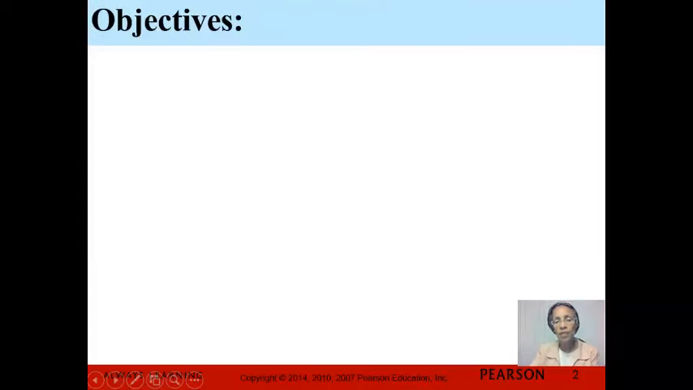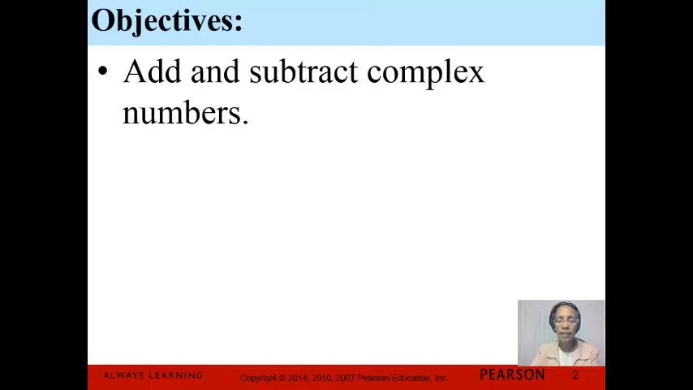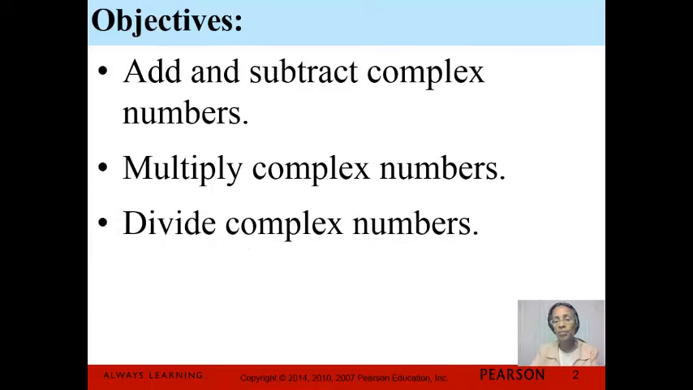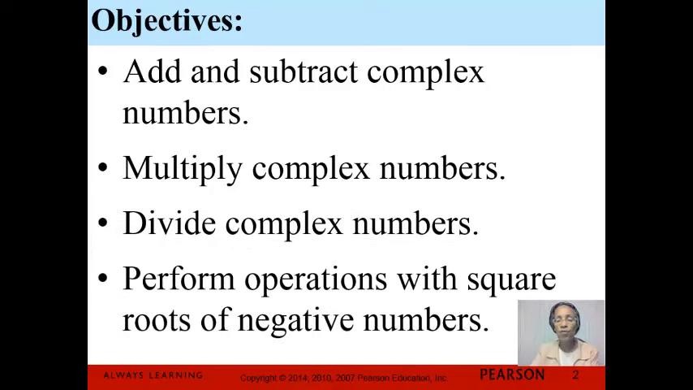The objectives of this section are to add and subtract complex numbers, multiply complex numbers, divide complex numbers, and perform operations with square roots of negative numbers. Accompanying videos for each of these four objectives will be provided separate from this video.